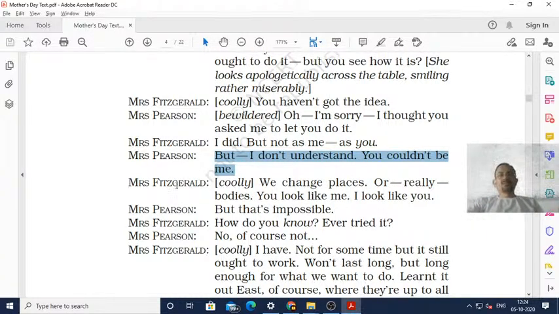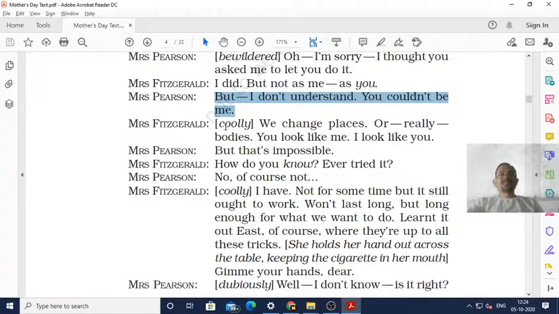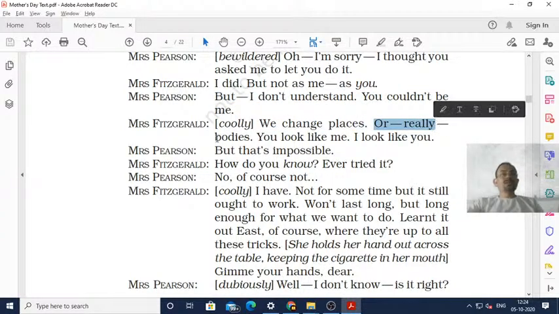Then Mrs. Fitzgerald, coolly, says, we change places, or really bodies. You look like me, I look like you. But that's impossible, Mrs. Pearson said. Mrs. Fitzgerald gives some idea: we change places, or really bodies, so that you shall look like me and I shall look like you.